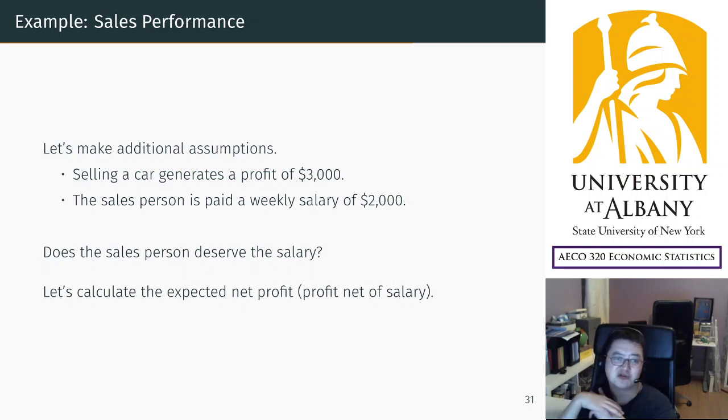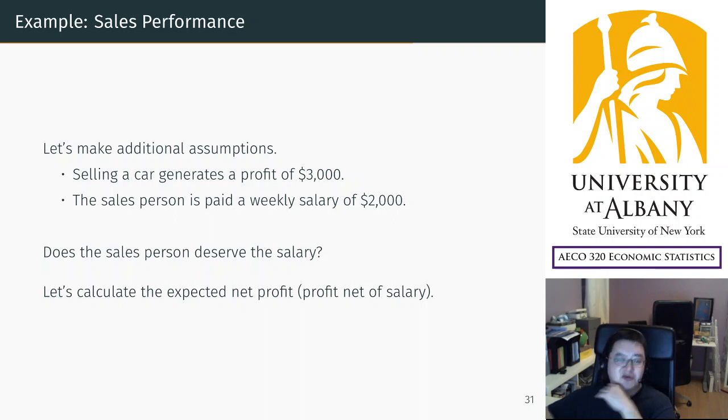So we are going to make 2 more assumptions. First, suppose that selling a car generates a profit of $3,000. So when you sell one car, the profit that comes to the owner is $3,000. But the dealership owner has to pay the salesperson, the dealer, weekly as much as $2,000.